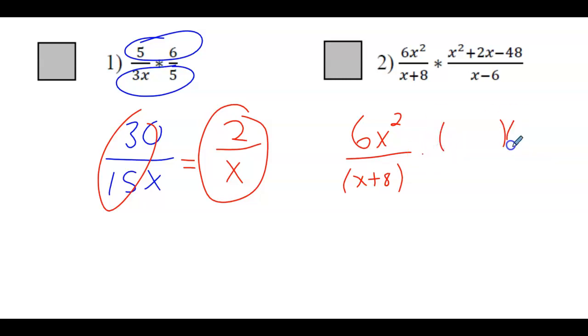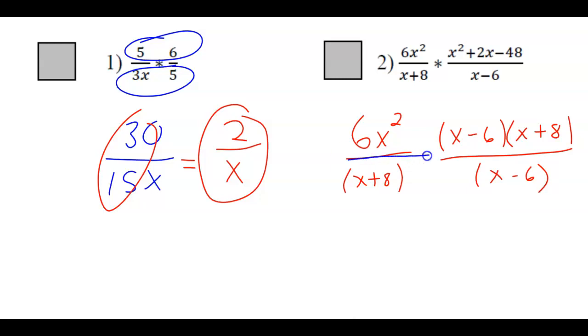So on this top here, we have a quadratic. So the factors of negative 48 that add up to 2 would be x minus 6 and x plus 8, all over x minus 6. And then multiplying is essentially, you just combine the two because you just multiply straight across.